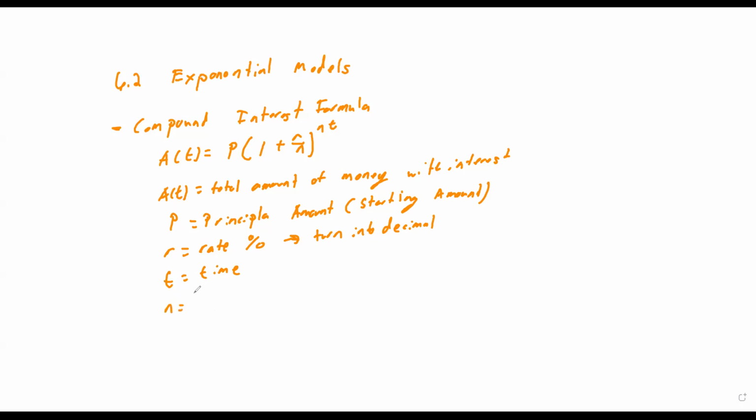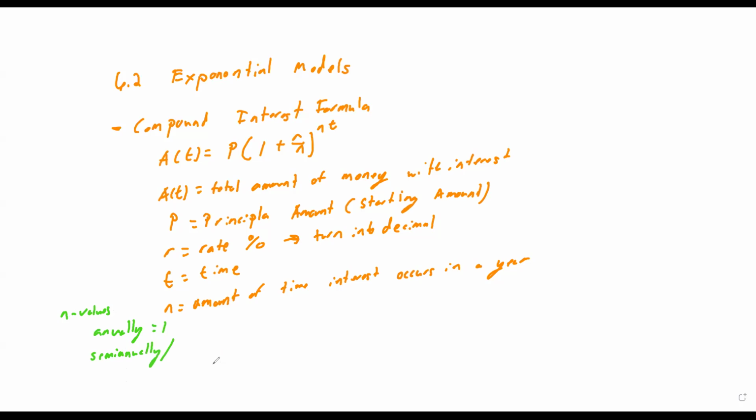Your N is basically the number of times interest occurs in a year. So things you might see: you might see annually. Well, let's do this in different colors so you can distinguish it. You might see annually, which means just one time a year. So this is all the N values. You might see semi-annually.